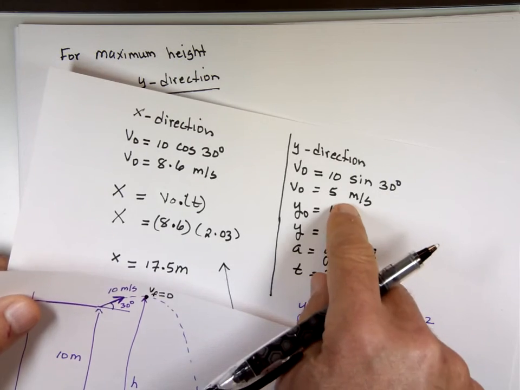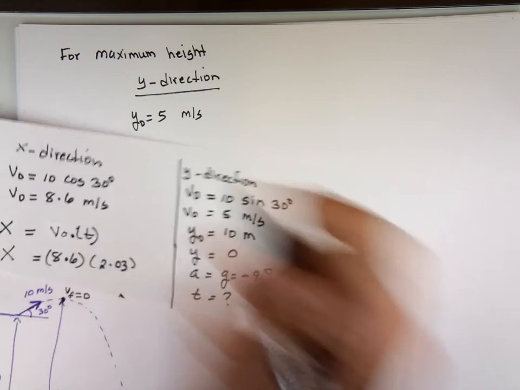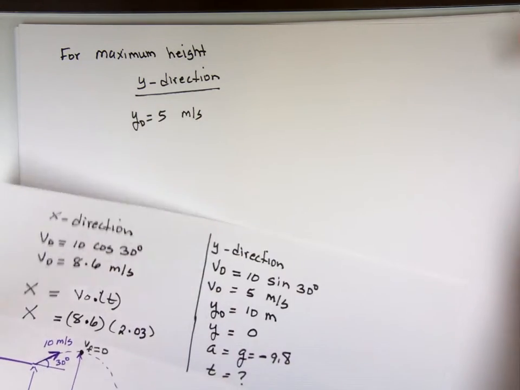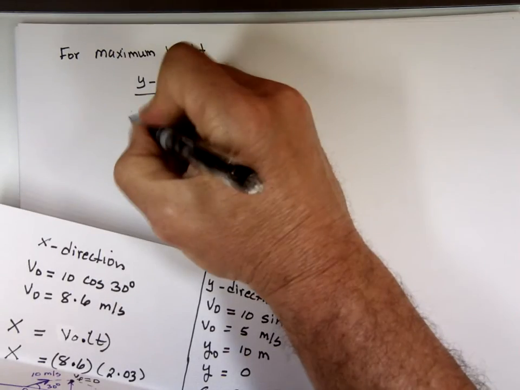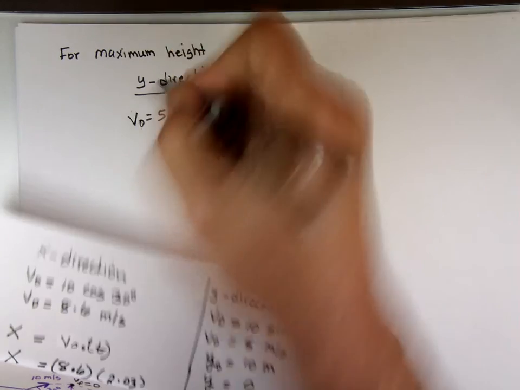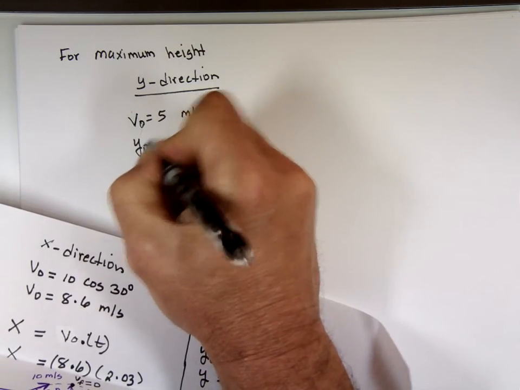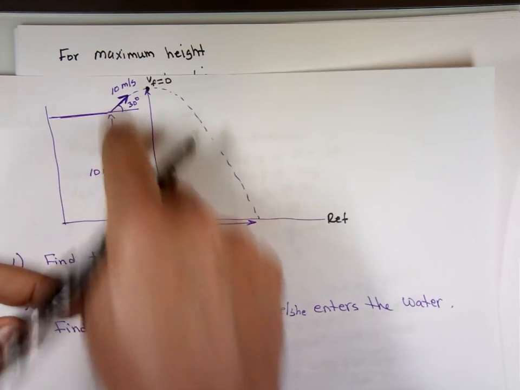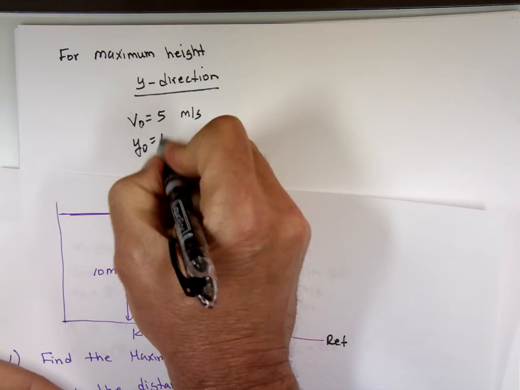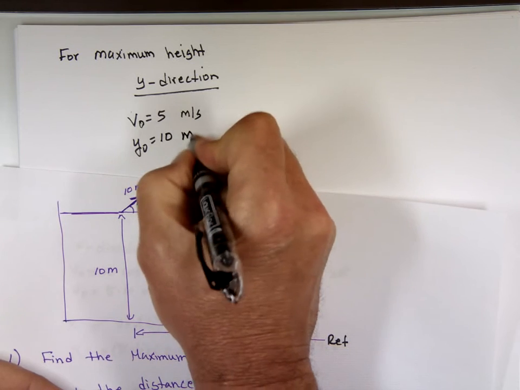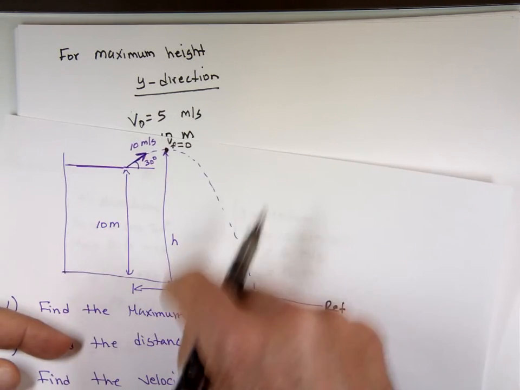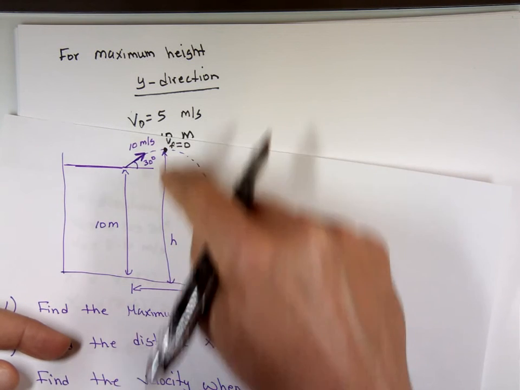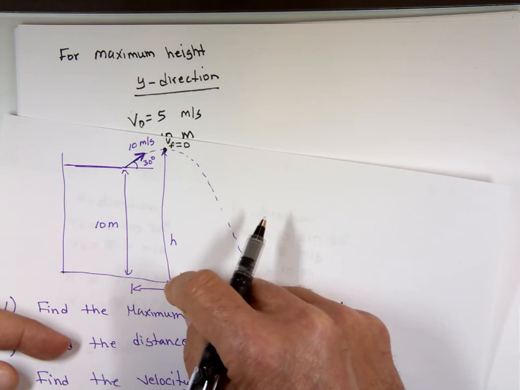We know the initial velocity was 5. What was the initial height? Where was the diver in reference to the water? How high? 10 meters. For maximum height, what's the final height? It's not 0. What is that distance from here to there? 17.5. How do we know 17.5?